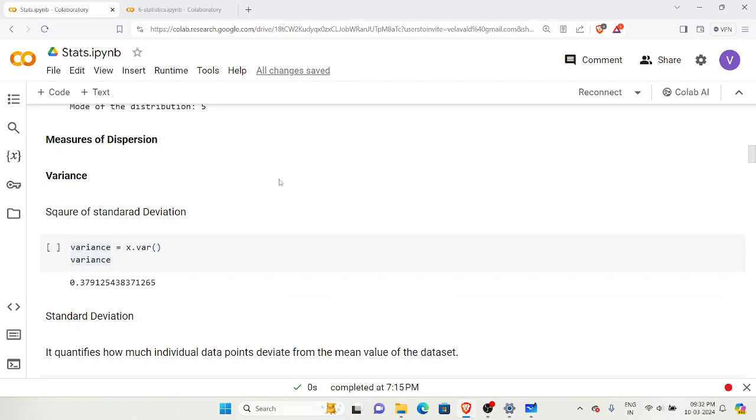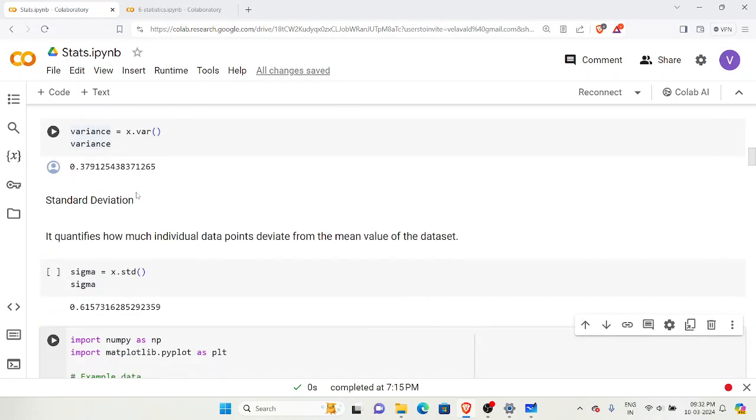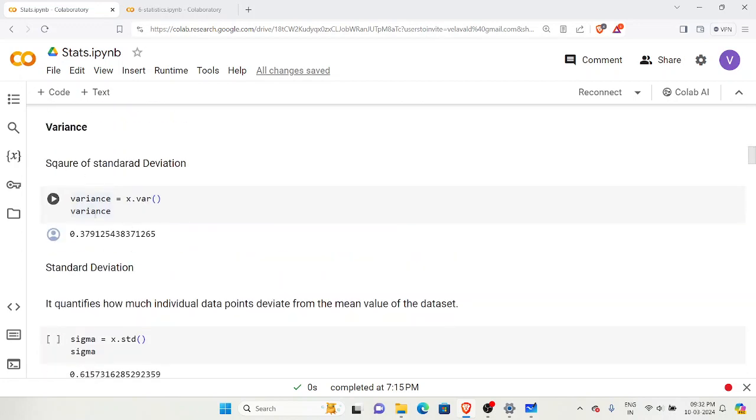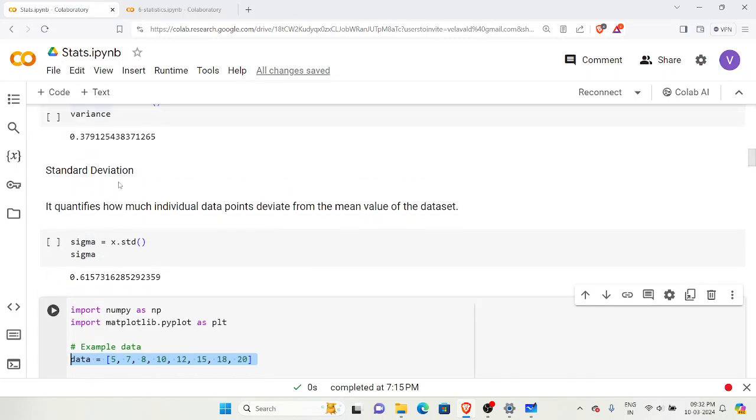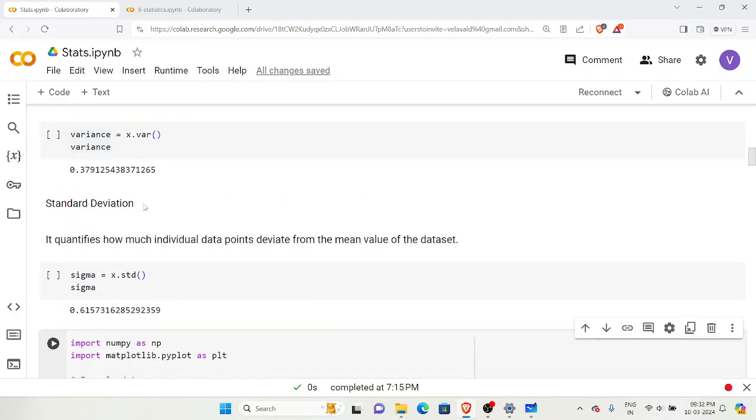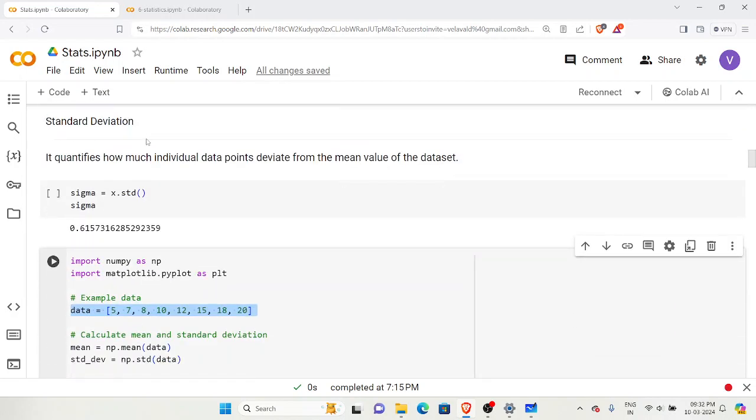So we're going to be discussing different types of measures of dispersion. Okay, so first one is variance, but I would love to explain standard deviation first, so that you can easily understand variance. Okay, first this one, standard deviation.